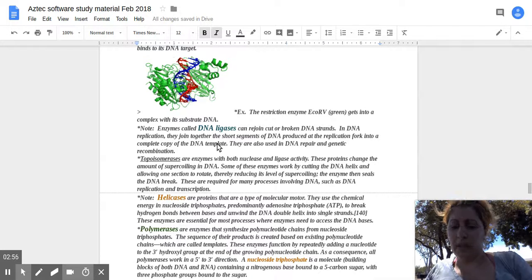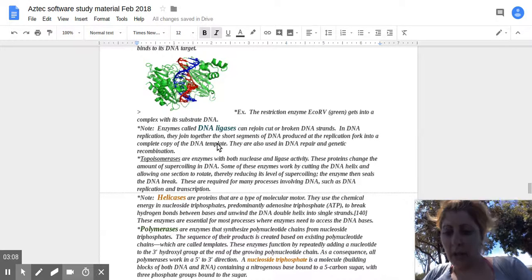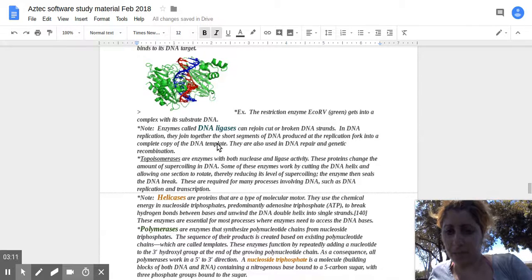Enzymes called DNA ligases can rejoin cut or broken DNA strands. In DNA replication, they join together the short segments of DNA produced at the replication fork into a complete copy of the DNA template. They are also used in DNA repair and genetic recombination. So DNA ligase is a type of protein.